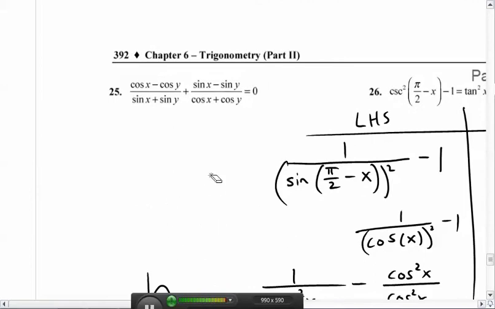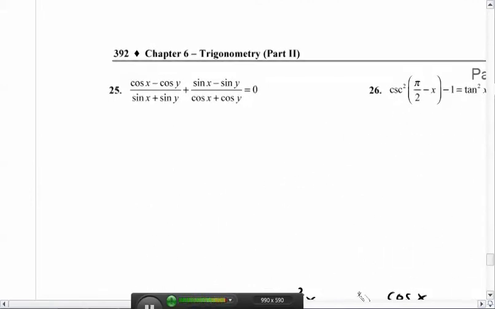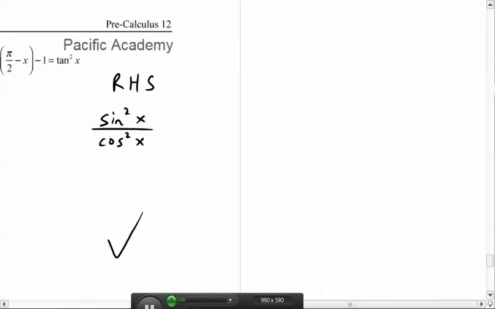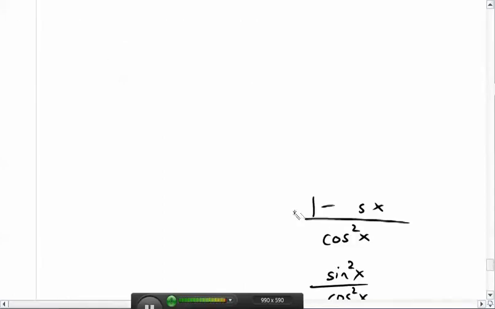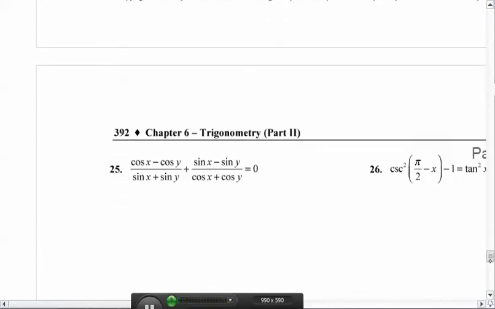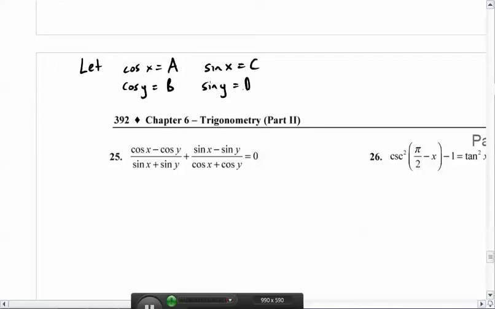Now, question 25. This one you need some extra space for. And there are so many different terms that what I like to do for a question like this is a substitution. Because otherwise it's just so complicated to keep track of all the sines and the cosines. So I'm going to say maybe let cosine x equal the letter A. I'm going to let cosine y equal the letter B. Sine x can be C, and sine y can be D.